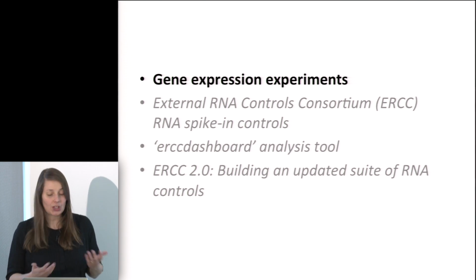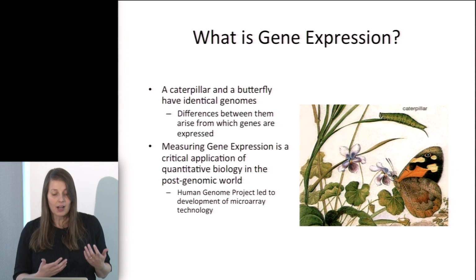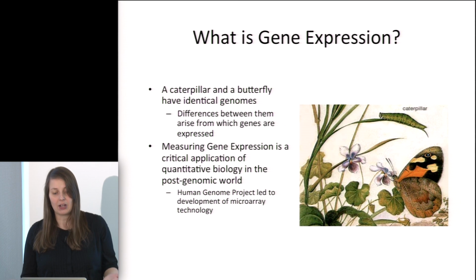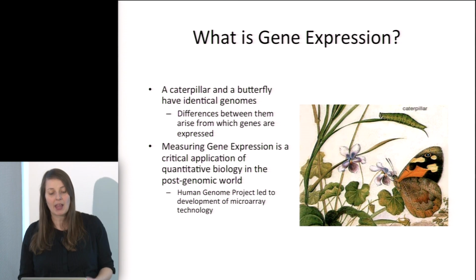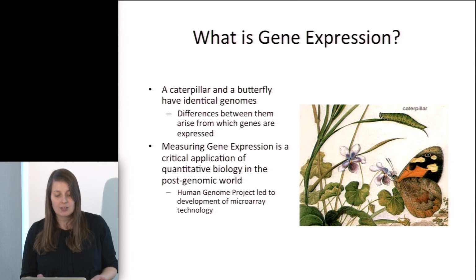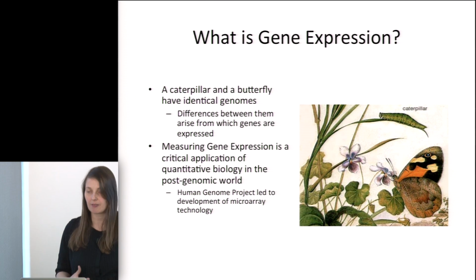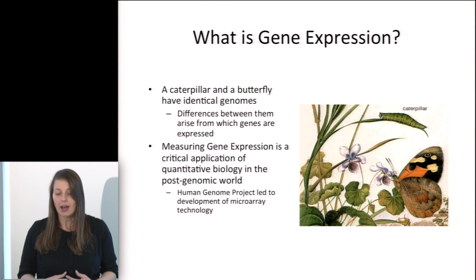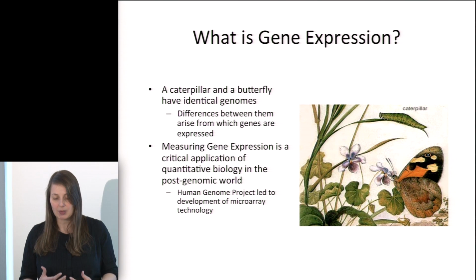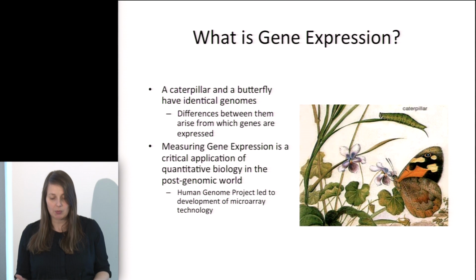So to begin with gene expression experiments, let's talk about what gene expression is. An example to look at here would be a caterpillar and a butterfly. They have identical genomes. The differences between these organisms arise from when the genes are expressed and which genes are expressed. And this type of application of measuring gene expression from an organism with the same genome and how those genes are being expressed at different times is a critical application of quantitative biology in the post-genomic world.